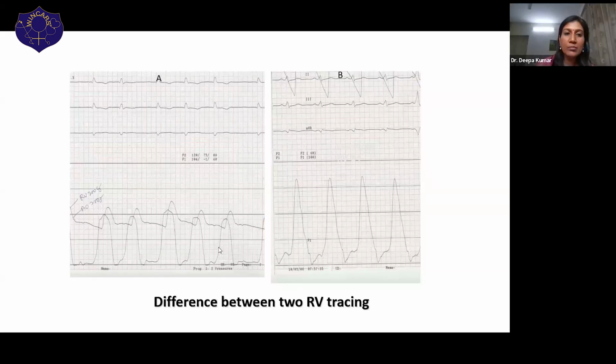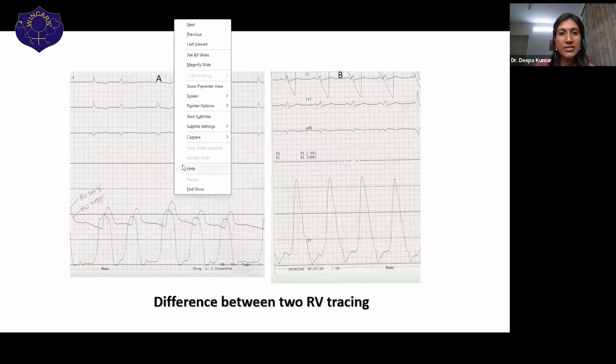Again, you see RV, there are two RV tracings. Both are systemic or even suprasystemic. But the tracings are very different in both of them. So can anybody say what is the difference between tracing 1 and tracing 2?